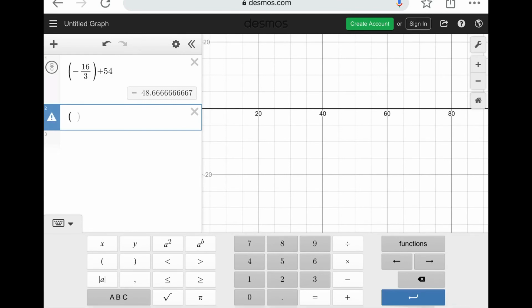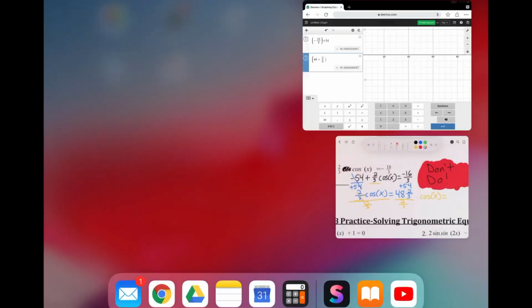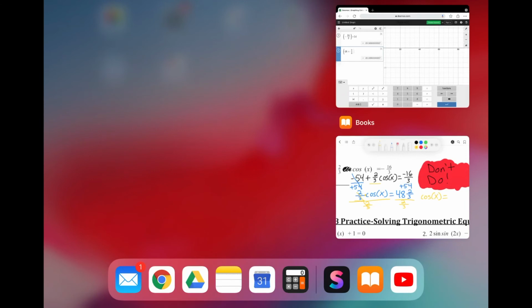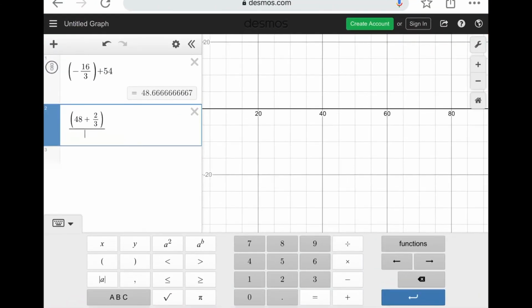So in my parentheses, you can do this on your calculator a little bit easier, but in Desmos, you would have to do your 48 plus your 2/3. So that would give you what you got recently when you did the negative 16/3 plus your 54. So we're going to do this value divided by 2/3. 2/3. And we get 73.